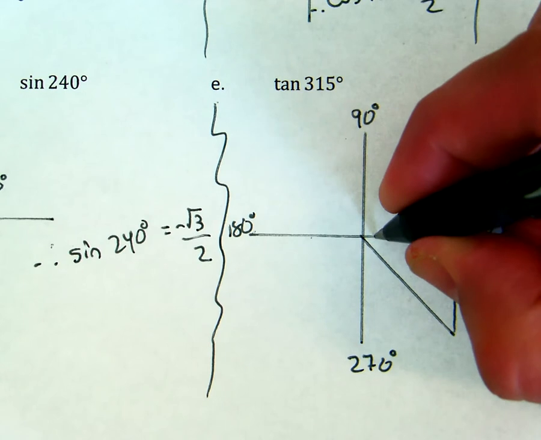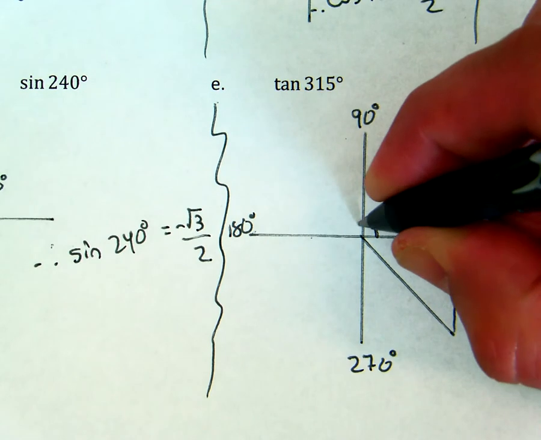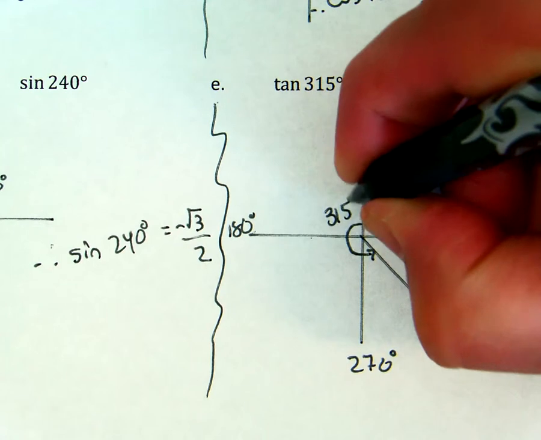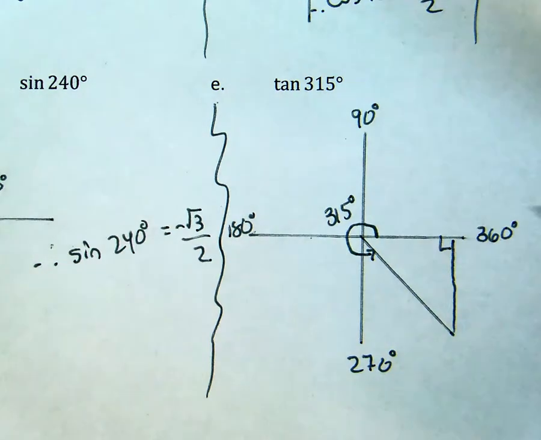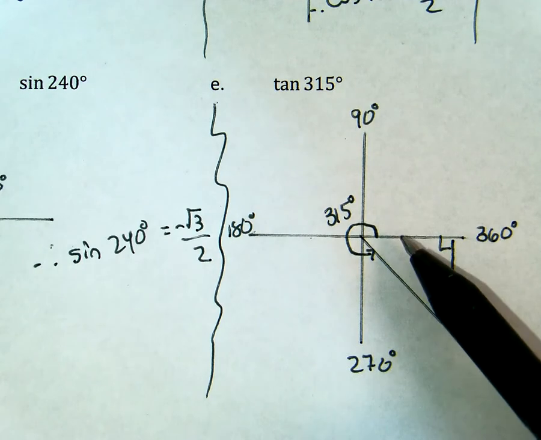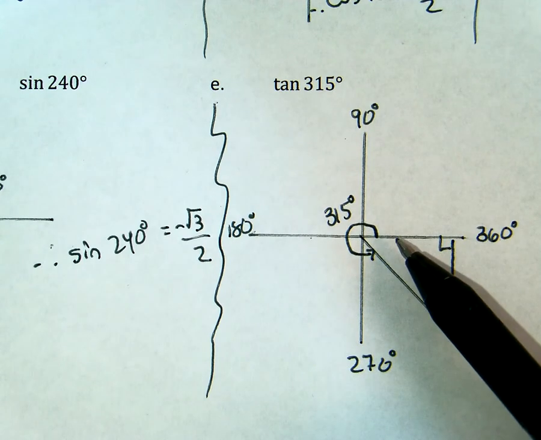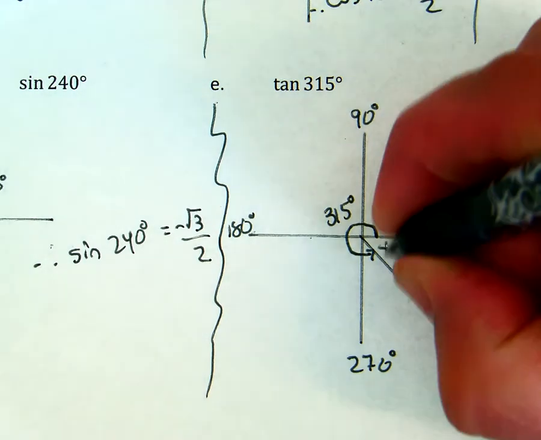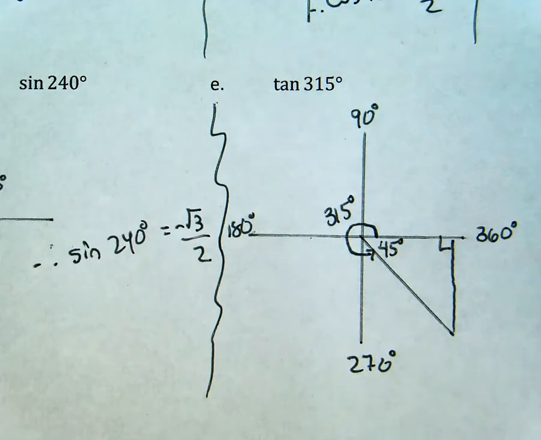360 degrees would be measured from the initial arm all the way around. Or 315, I mean, so this would be 315 degrees. And then to figure out that little piece in there, it would be 360, which is all the way around, minus 315, and that would give me the little piece there. So 360 minus 315 is 45 degrees. That makes that one also 45 degrees.